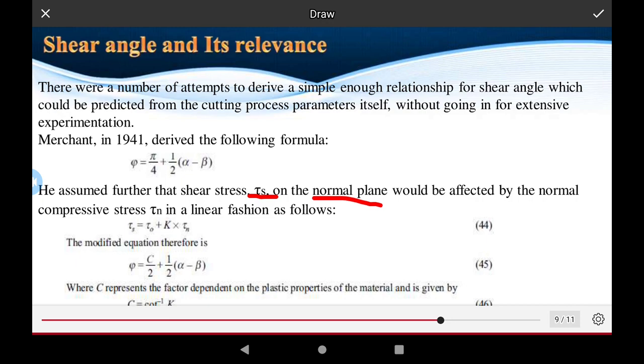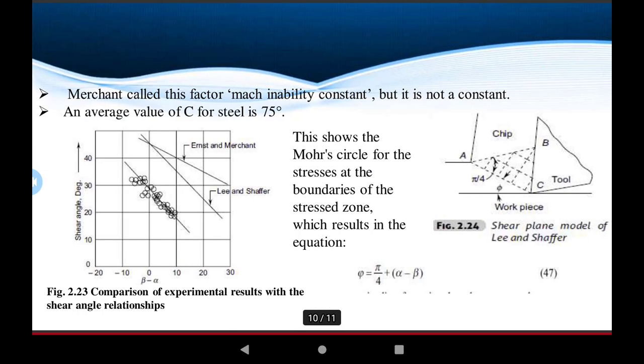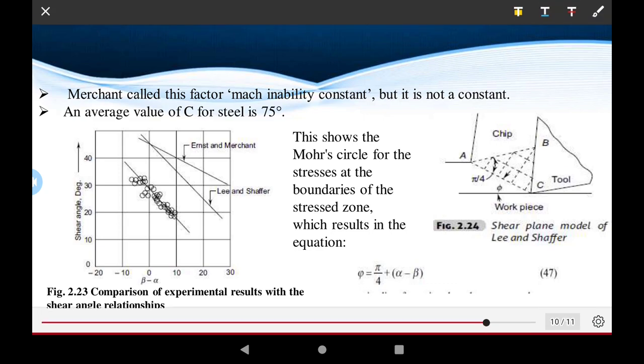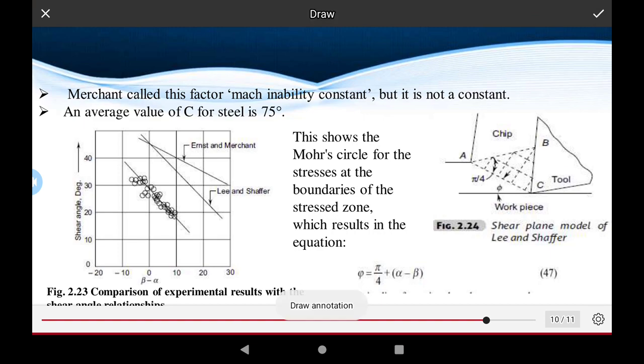The C represents the factor independent of the plastic property of the material. C equal to the value of cot inverse K, where K is the value of a constant. The Merchant's constant C is the factor, meaning a constant for a constant temperature.